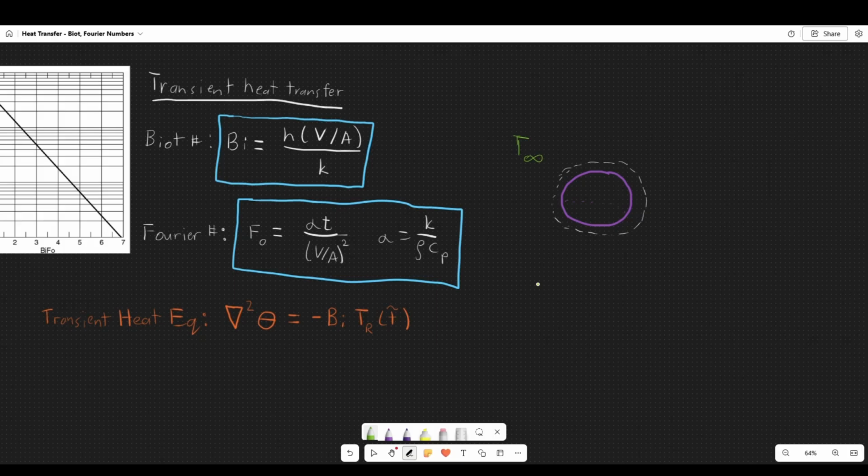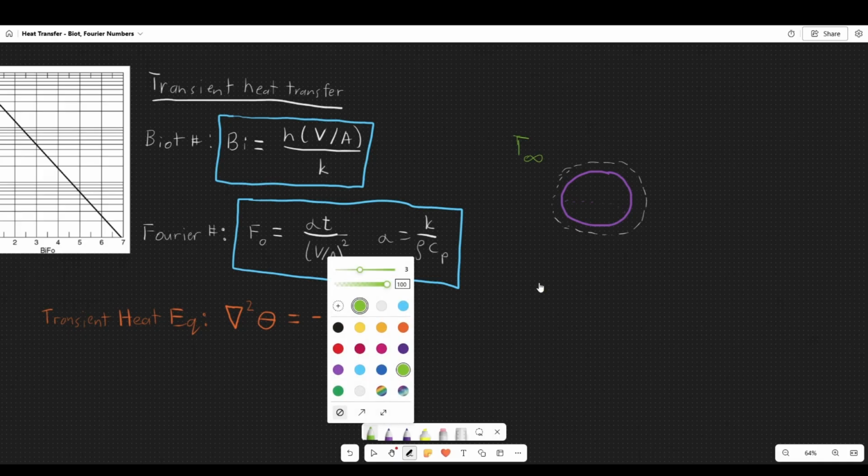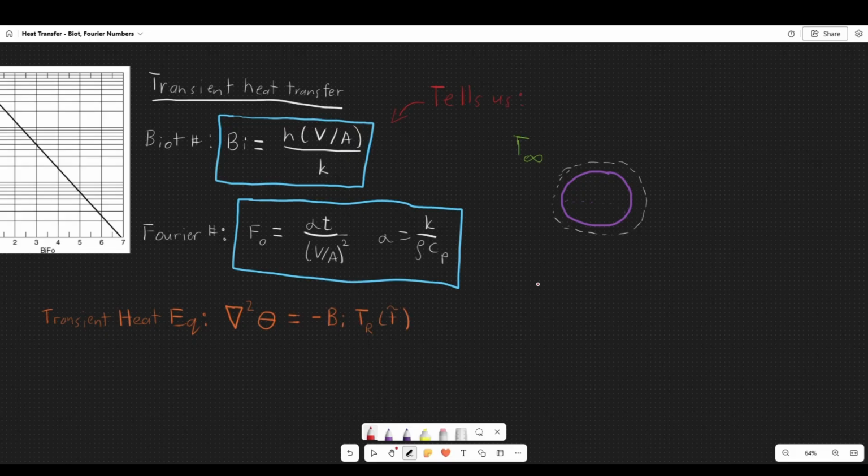Well, the Biot number basically lets us know what the role of conduction versus convection is. So let me write that down. It tells us convection or conduction: which one is going to be dictating the heat transfer? We want to know which one is the limiting one, which one is going slower, because that's going to be the one that basically tells us what the heat transfer is looking like.